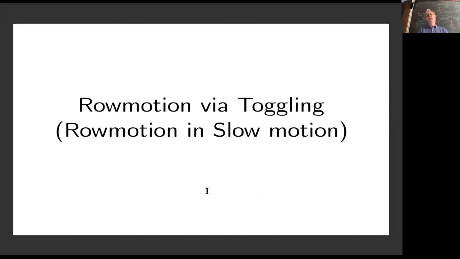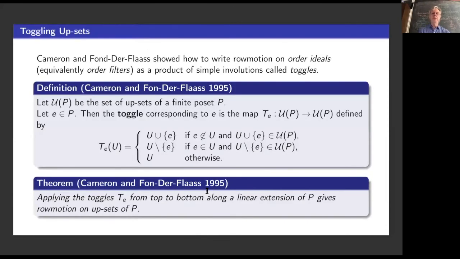You can actually do this row motion map via toggling. This is what Hugh Thomas and Nathan Williams call row motion and slow motion. Here is the original notion of toggling. If you toggle at an element E of your poset, what that means is you add E into the upset if it's not in there, as long as you're still in the space of upsets. You can take it away if it's in there, and taking it away would leave you in the space of upsets, and otherwise you do no harm and leave it alone.